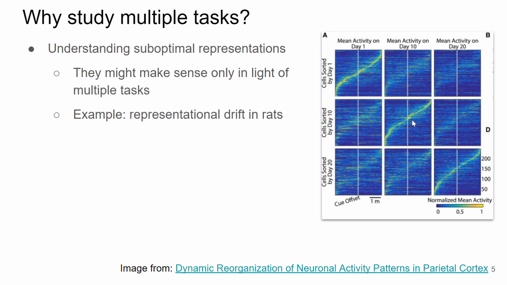And they say that these things might make sense only in light of studying multiple tasks. If you're studying just one task at a time, it doesn't make sense to use this additional energy to reorganize how you're solving the task inside your head from the rat's perspective. This is called the representational drift.